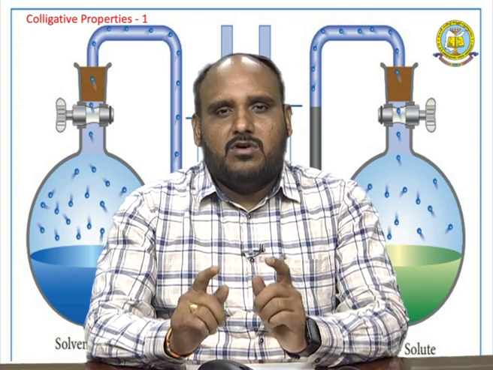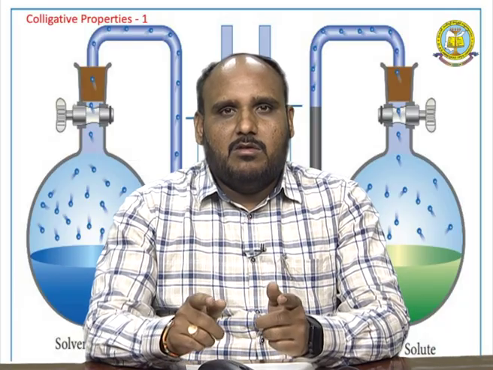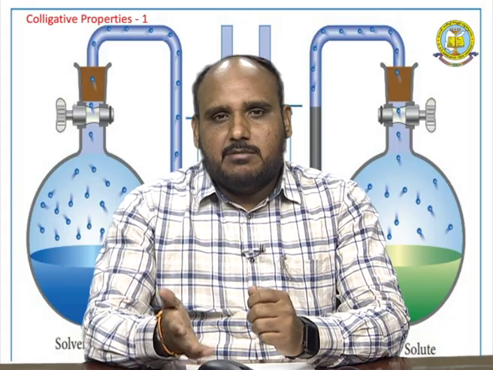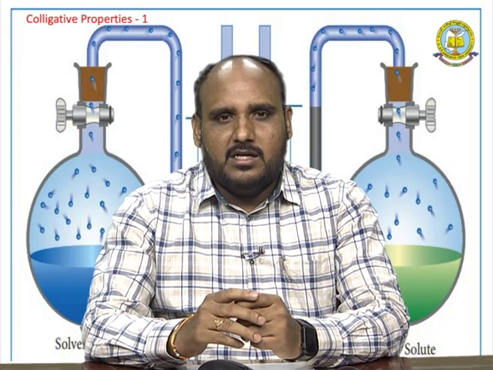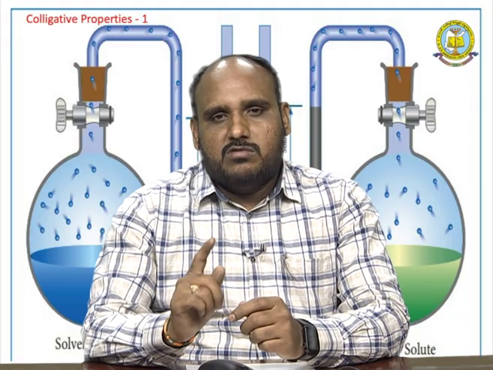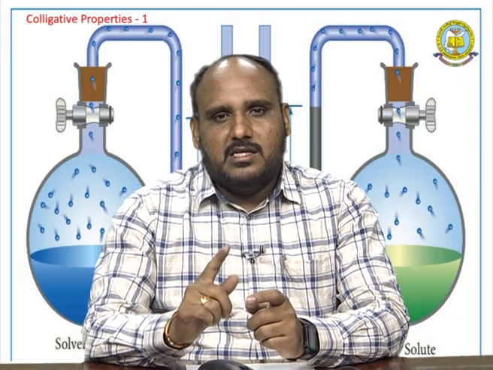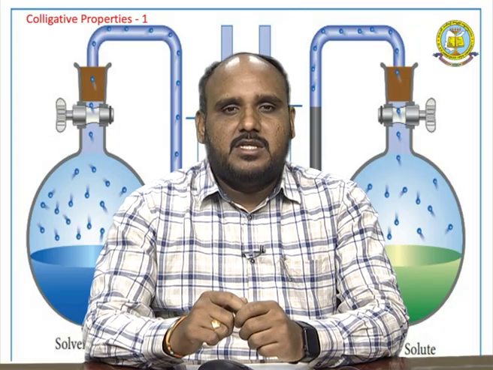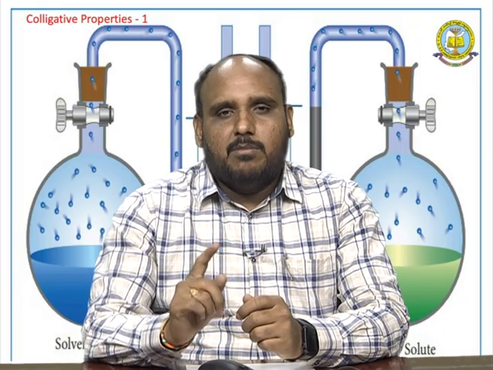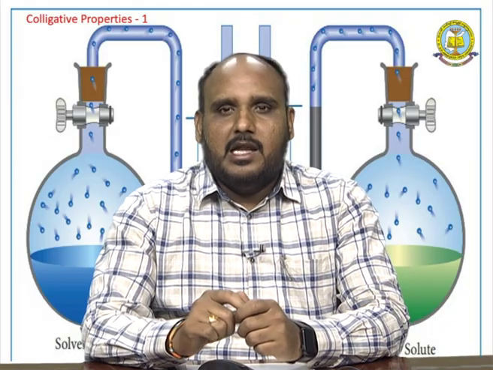For example, the boiling point of water is 100 degrees centigrade. As we increase the temperature of the water up to 100, the water becomes converted into vapors. The pressure exerted by those vapors is equal to the atmospheric pressure. Therefore, that particular temperature is known as the boiling point of that particular liquid.